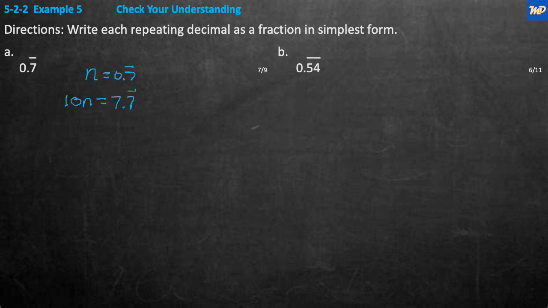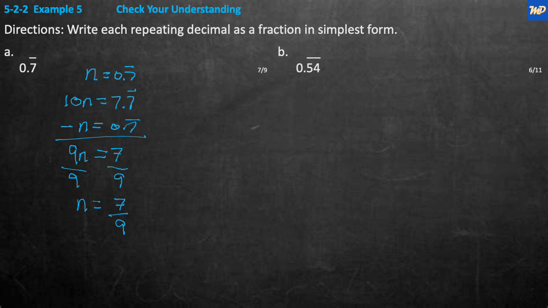So now we want to subtract the n from the 10n. So now we say minus n equals 0.7 repeating. We're going to subtract them, right? So now we have 9n is equal to 7. The 0.7 repeating, they disappear. So dividing both sides by 9, we get n equals 7/9. And you can't reduce that any further. That's as far as it'll go.